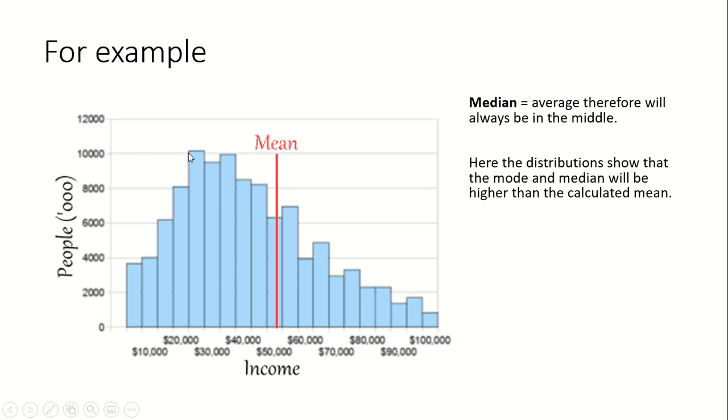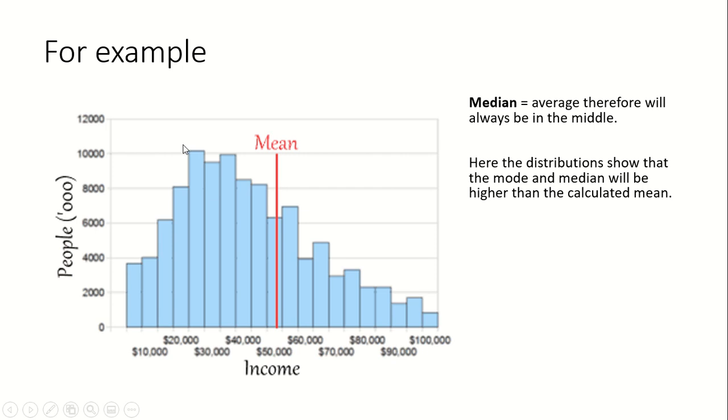So we can see here the modal score is the peak. So even though it's not represented on this graph, we know that the mode score is the most frequently occurring score, so therefore it must be the peak on a histogram. So the peak here looks to be around maybe $25,000 a year in America.